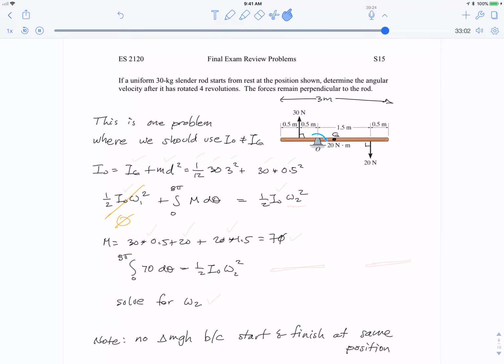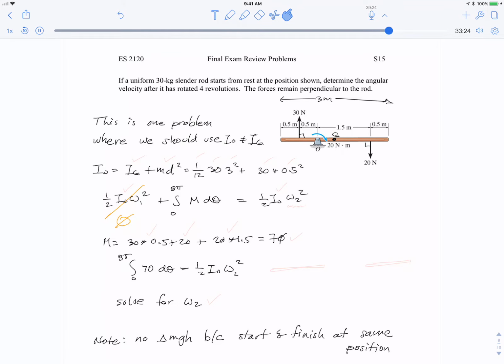Okay, so this problem involves forces, moments, rotations, 4 revolutions in fact, and it wants us to find angular velocities after these rotations. So this is definitely an energy problem. It involves distances and angles and forces and velocities.